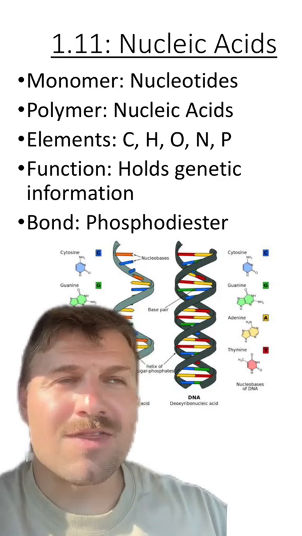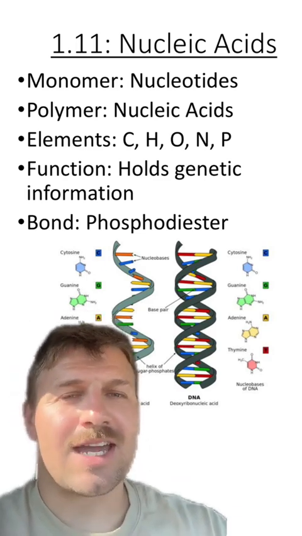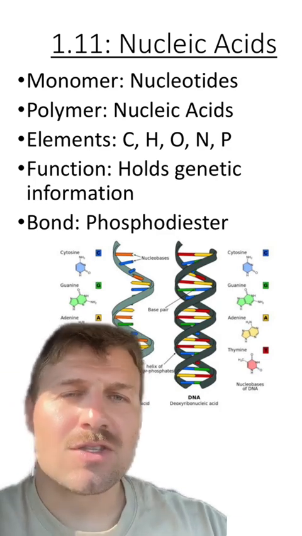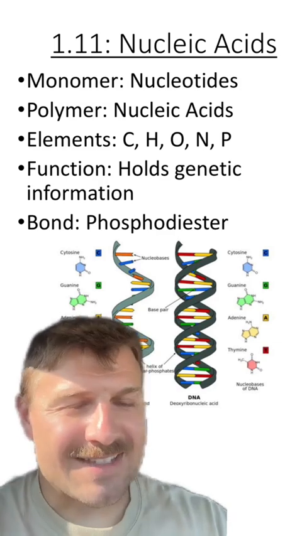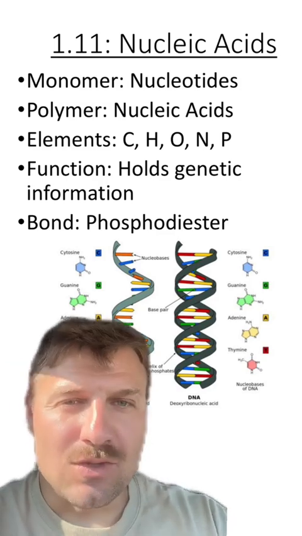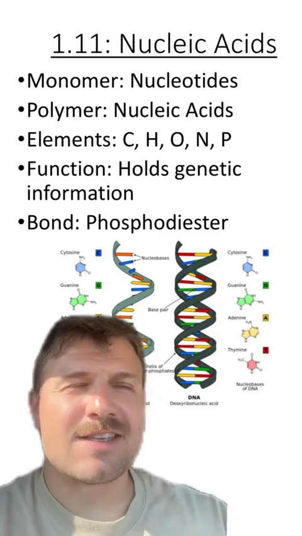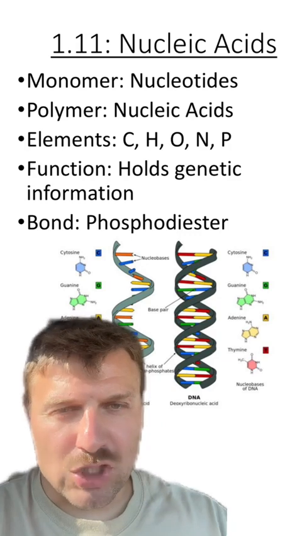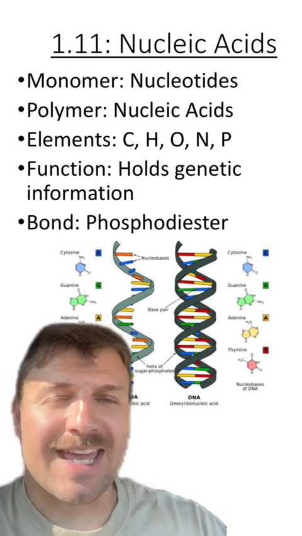Now, the monomer that makes up nucleic acids is known as a nucleotide. And nucleotides are made of carbons, hydrogens, oxygens, nitrogens, and phosphorus. And that last element of phosphorus is unique for nucleic acids. The main function of nucleic acids is that they hold genetic information. Between the nucleotides is something called a phosphodiester bond.